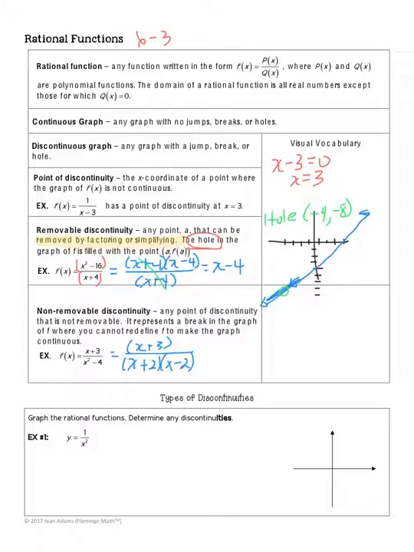So if I set x plus 2 equal to 0, I would get x equals negative 2. And if I set x minus 2 equal to 0, I would get x equals 2. So these are going to be vertical asymptotes.